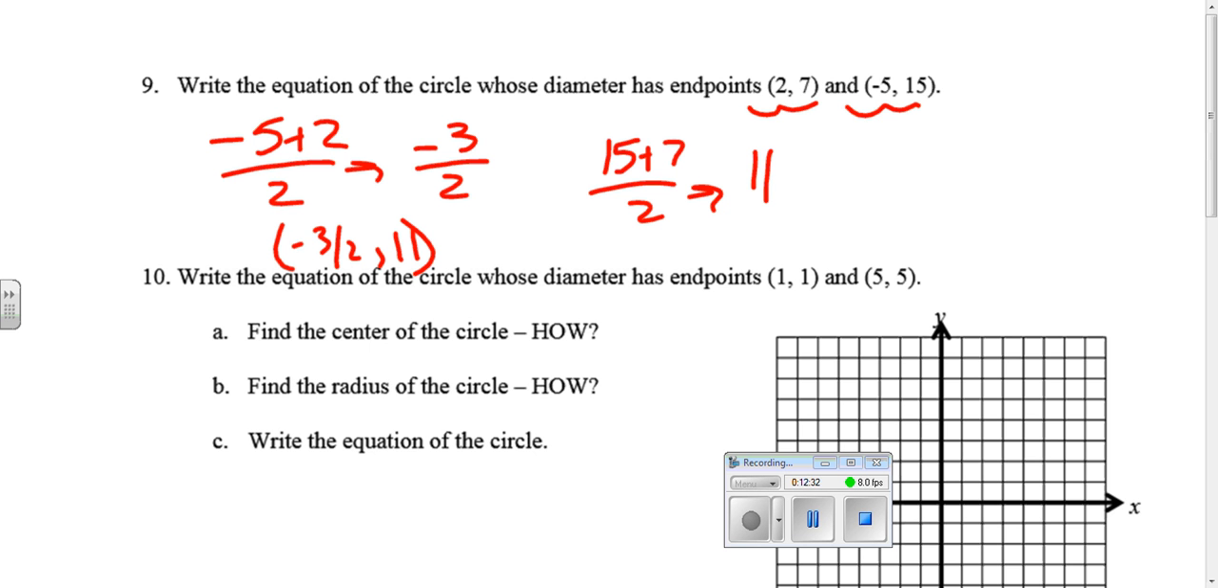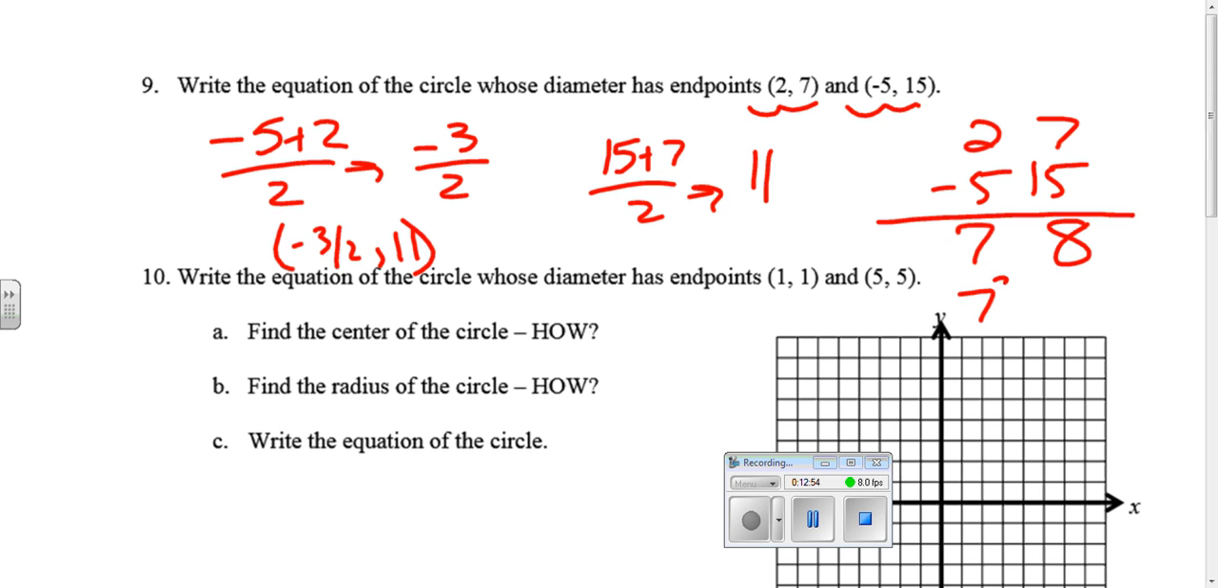Now I need to find the radius, so I need to use the distance. I'll line up my points. I'm going to subtract them. 7 minus 15 is -8, but I don't care about the sign, so it's 8. 2 minus -5 is 7. Those are the distances between the two numbers. So to find the radius, I'm going to use the Pythagorean theorem. 7 squared plus 8 squared equals x squared. It ends up being 105. So the radius is the square root of 105.